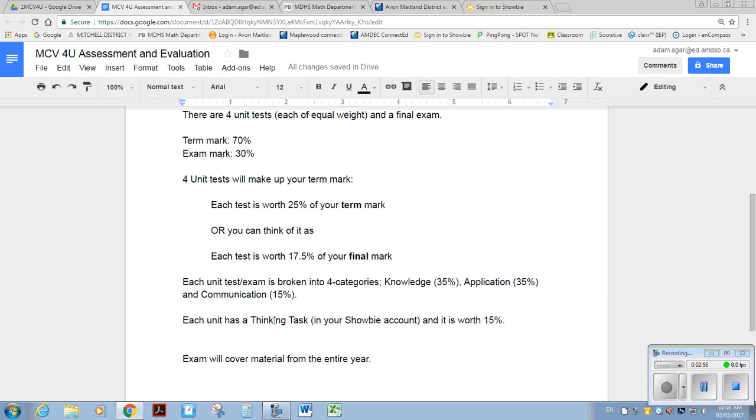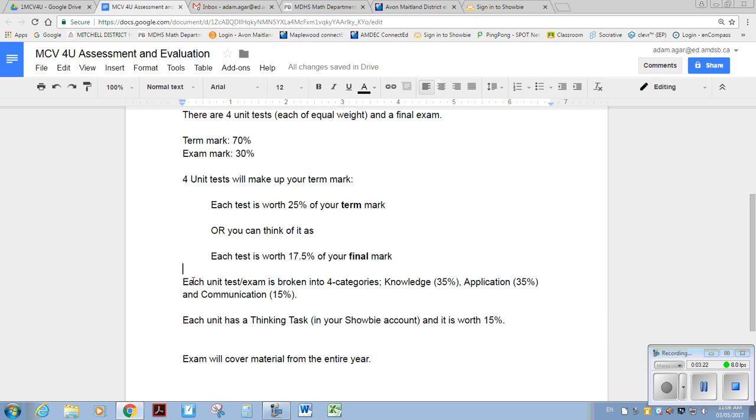The 4th category, which you'll find in your Shobi account under thinking tasks, it's worth the missing 15%. So these are questions that are a little bit more challenging. So they require a little bit more thinking. I don't like putting them on tests because these are types of questions you need maybe a little bit of time to think about. So you can move into the next unit, and then when you have thought about it, you can go ahead and do these questions. All right, so that'll be worth 15%.